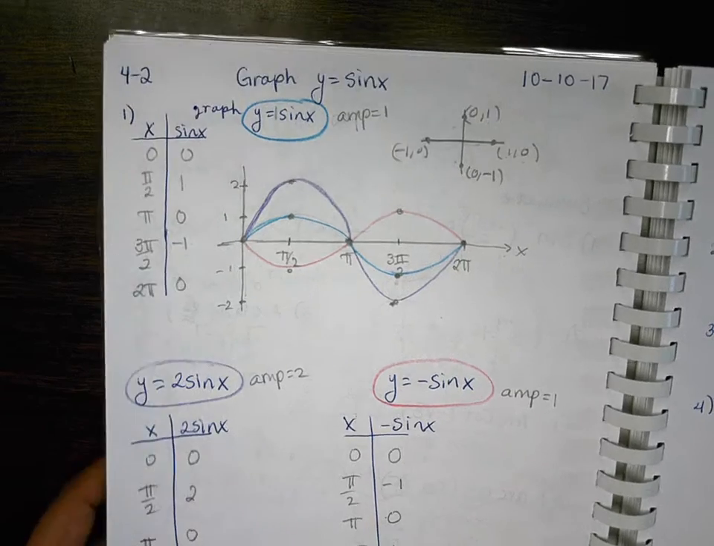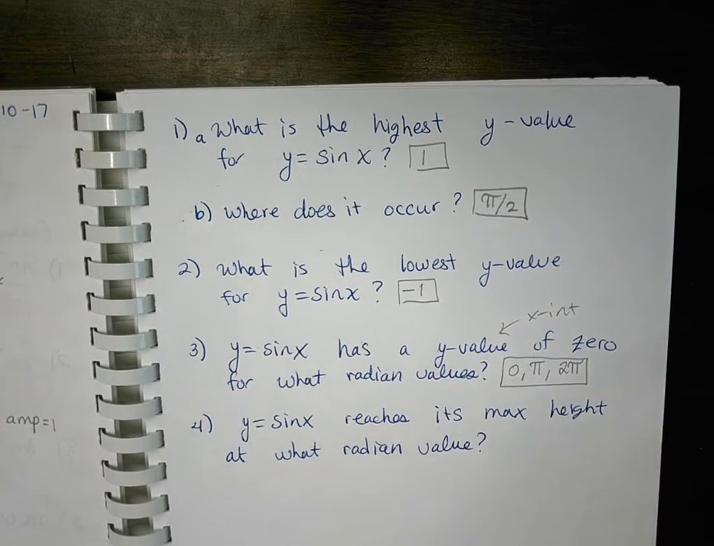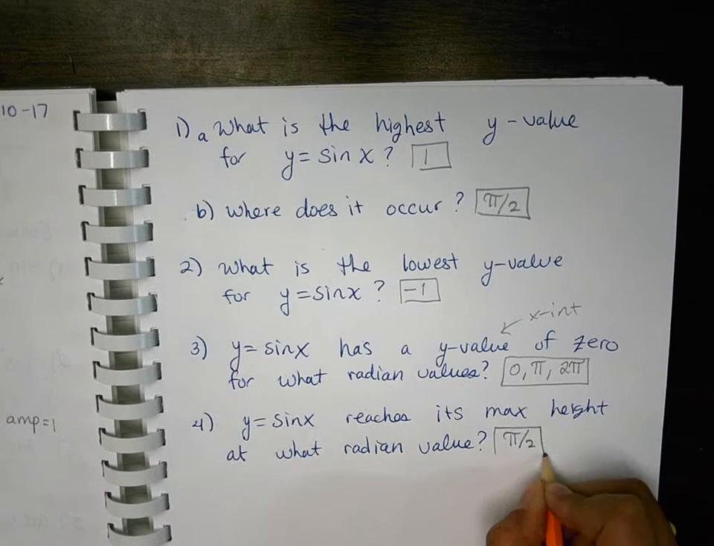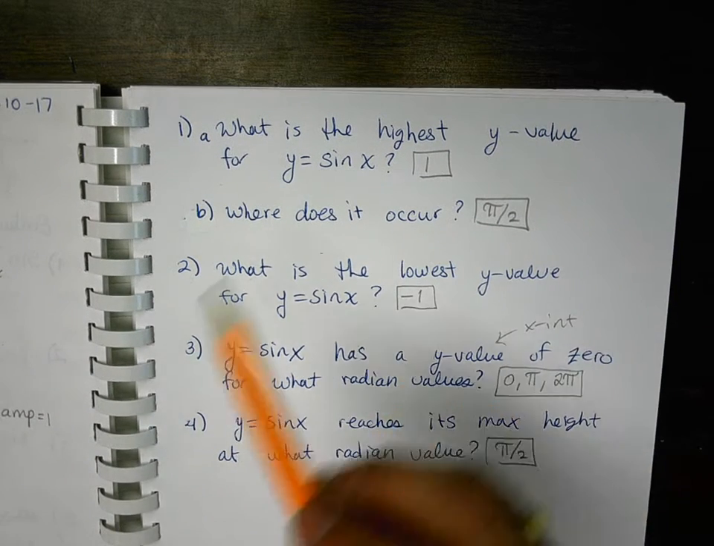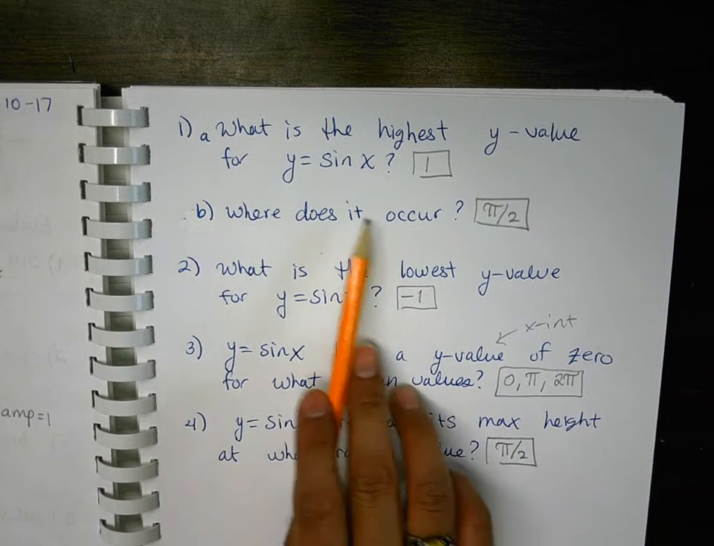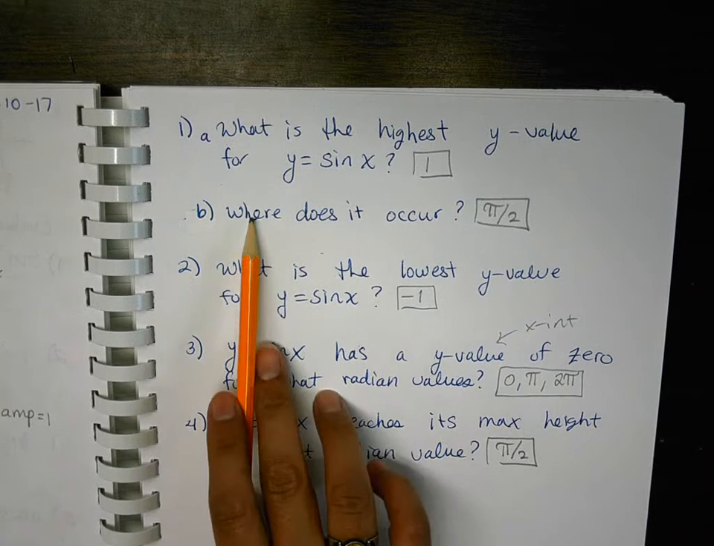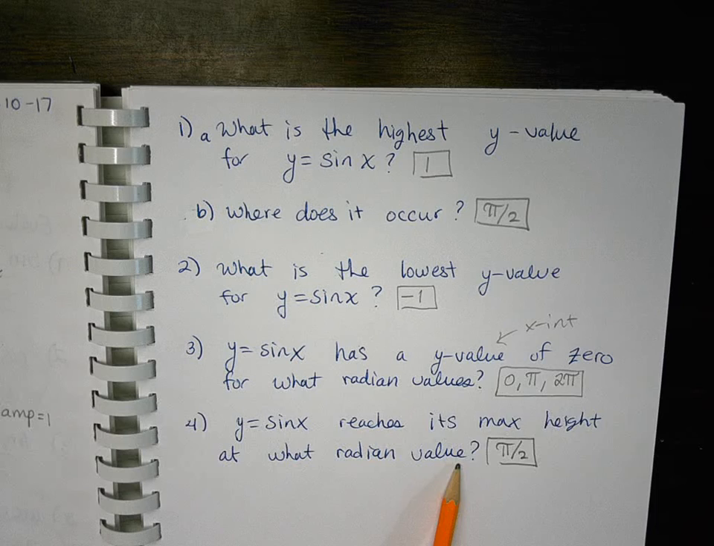Was this question asked earlier a little differently? Yeah. Where did that question come up? Right here. What is the highest y value? Is that the same as saying max? Yeah. And then the question, where does it occur? At what radian value? Pi over 2, pi over 2.